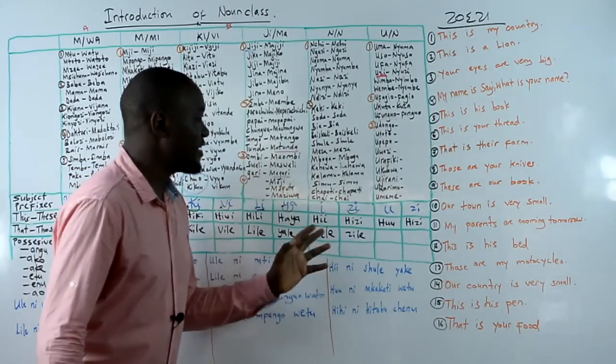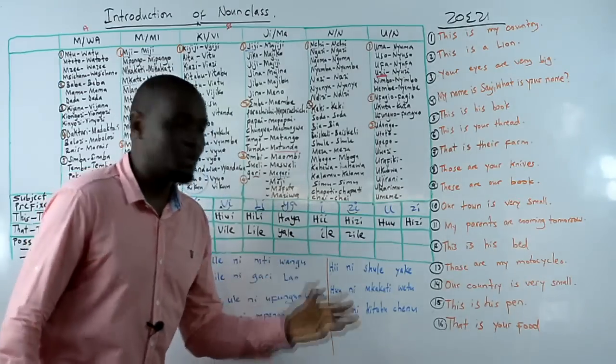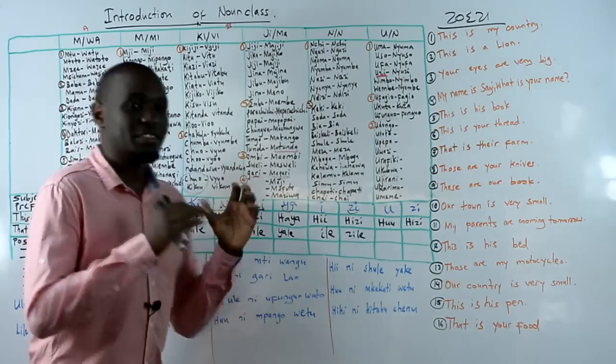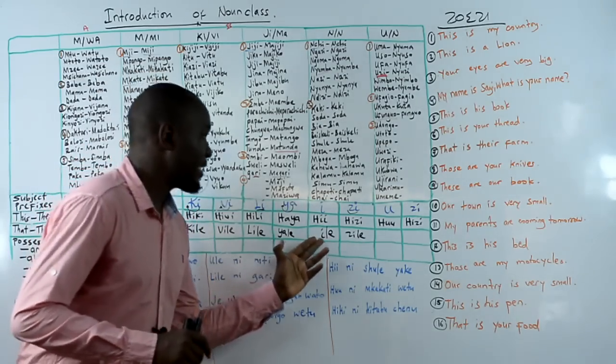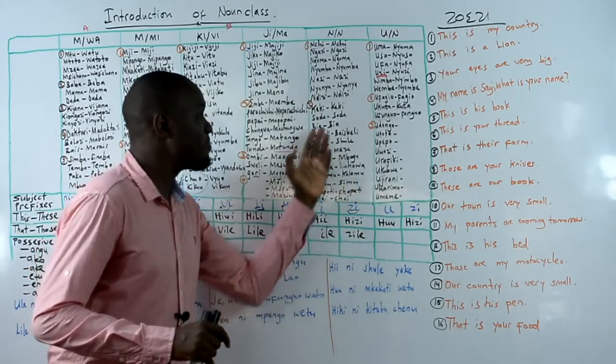How do you say that is chapati? Will be ile ni chapati. Those are chapati. Zile ni chapati. How do you say that is a beer? Will be ile ni beer. Those are beers. Will be zile ni beer.